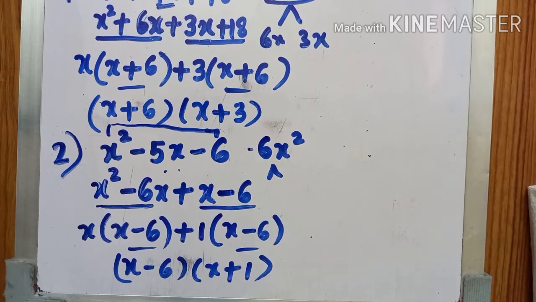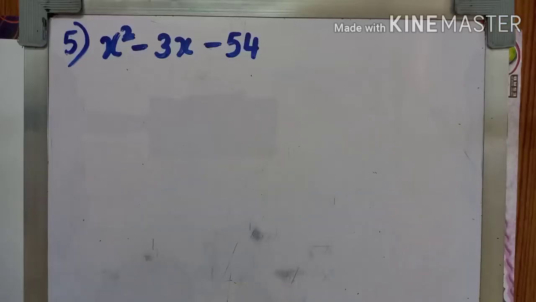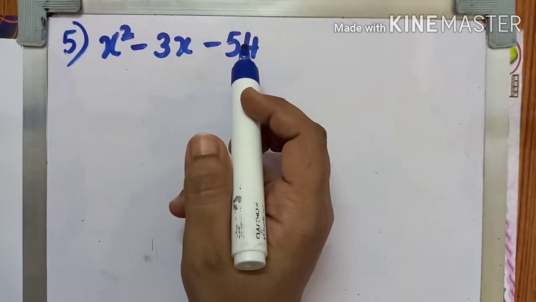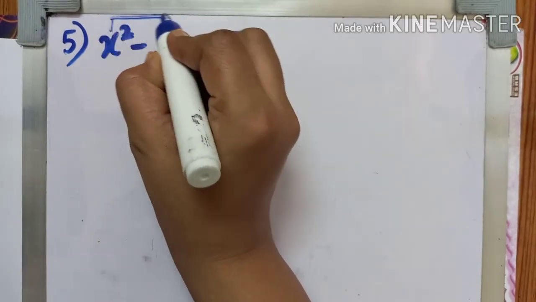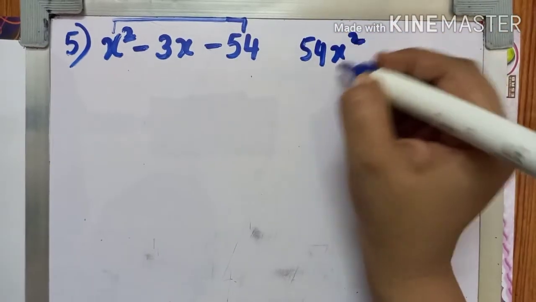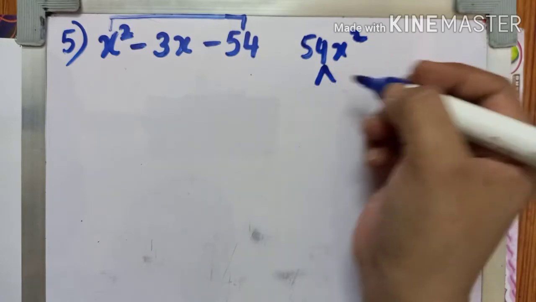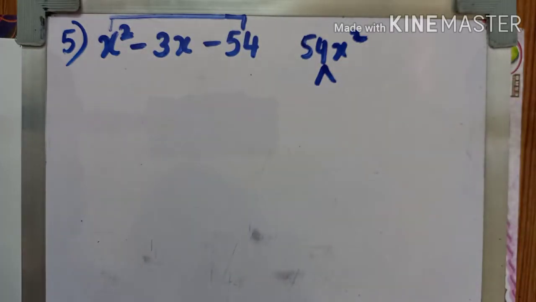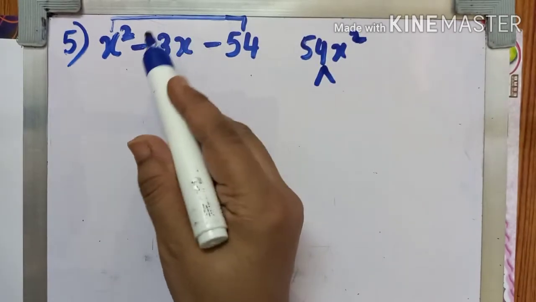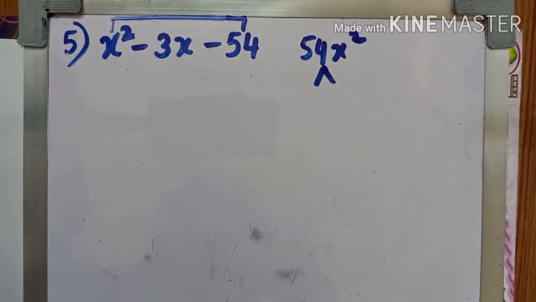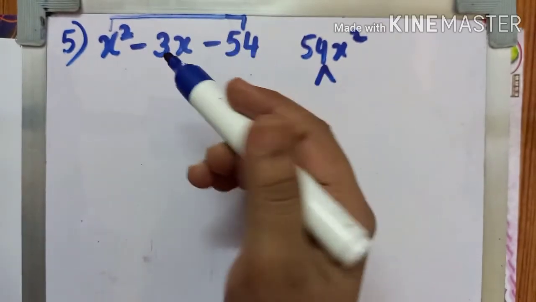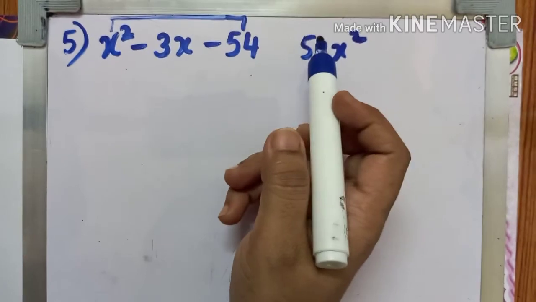Now let us go to the next problem. The next problem is x square minus 3x minus 54. So first term with the last term, here you will get 54x square. This 54x square can be written using two terms in such a way that when you multiply you get this 54x square, and when you add or subtract you get this minus 3x also. So 54 will come in which table, what is possible for you, you have to just think. Here actually 9 6s are 54.